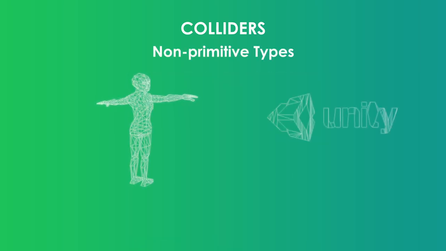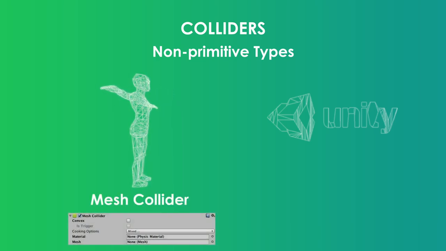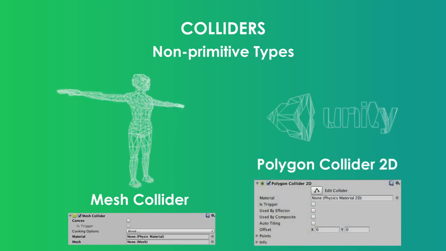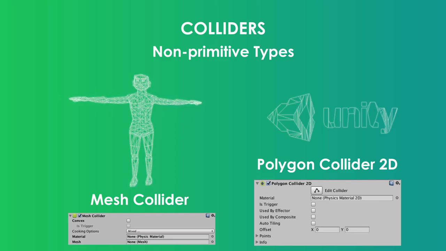In some cases, you need something way more precise than a bunch of compound colliders with primitive shapes. In these cases, you should use mesh colliders in 3D space and polygon collider 2D in 2D space. Of course, these colliders are much more processor intensive, so use them rarely and occasionally to maintain good performance. Also, a side note, a mesh collider cannot collide with another mesh collider.